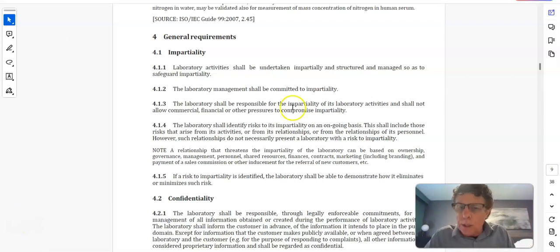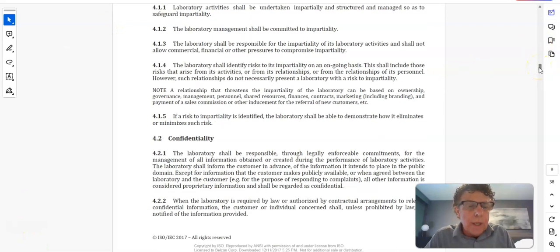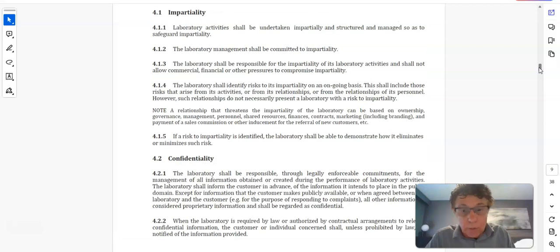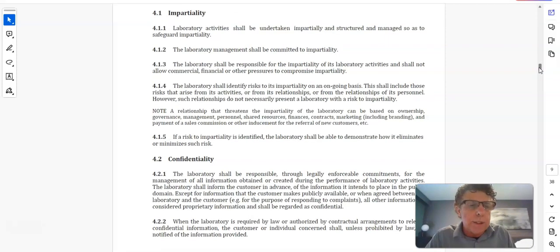So I just want to talk a little bit about confidentiality, because oftentimes companies will combine their impartiality policy with their confidentiality policy. And I just want to go to section 4.2.1. The laboratory shall be responsible through legally enforceable commitments for the management of all information obtained or created during the performance of laboratory activities. So basically, anytime you talk about legally enforceable commitments, that usually indicates a signature of some sort where it's a legal binding agreement. So an employee signs an agreement to keep things confidential, especially as it pertains to the customer.